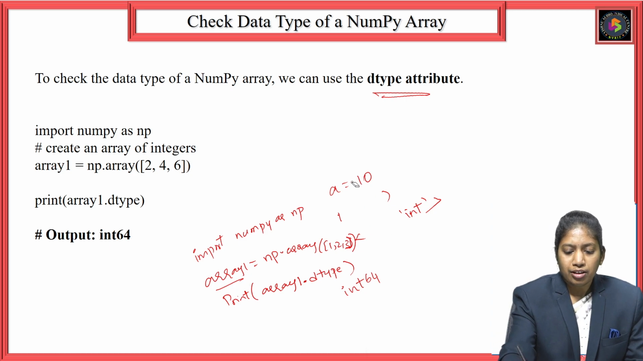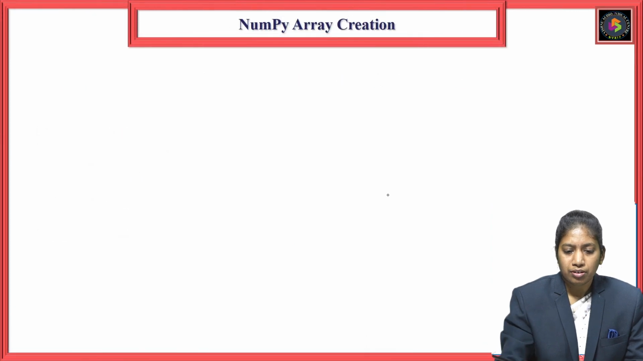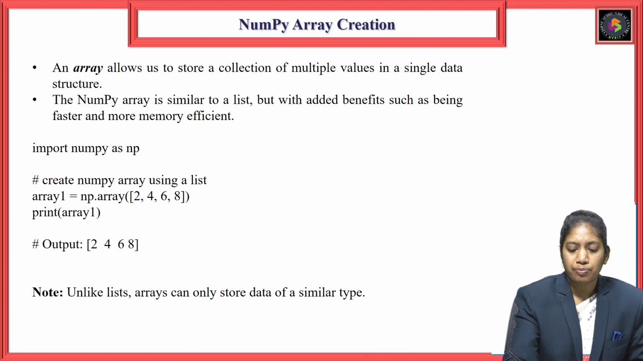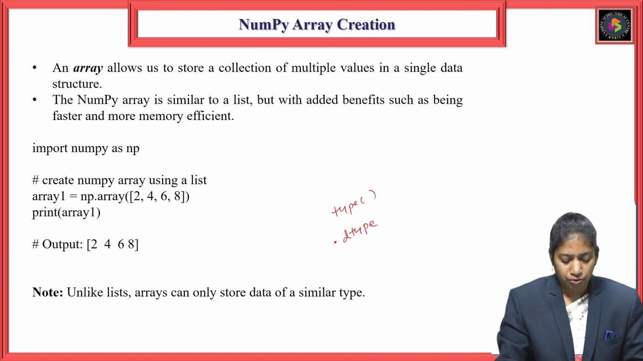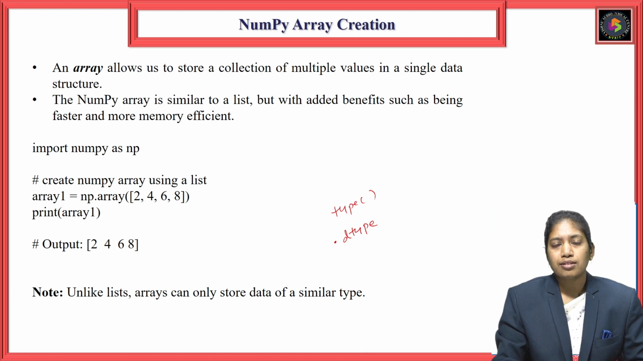So generally we check the type with type of, whereas in NumPy we use dtype along with the dot operator. So that is the difference. Now, how to create this NumPy array? Generally NumPy is used for matrix multiplications and n-dimensional array creation. So the main purpose of NumPy is for arrays.